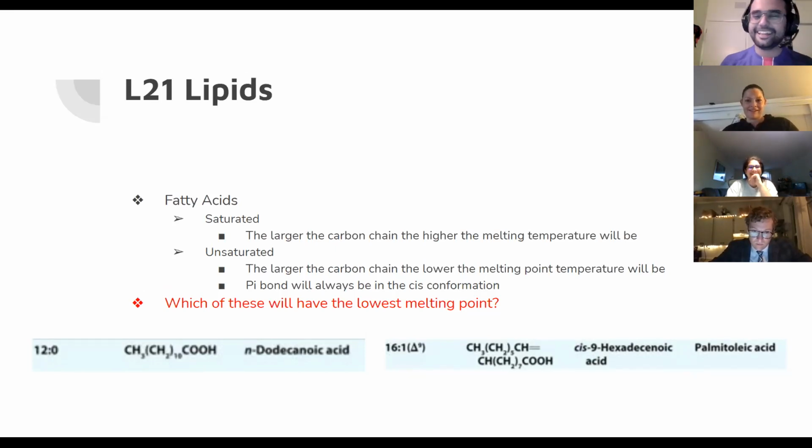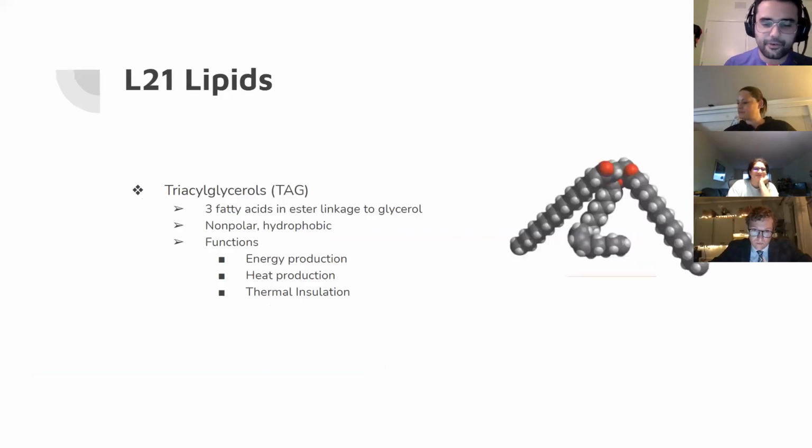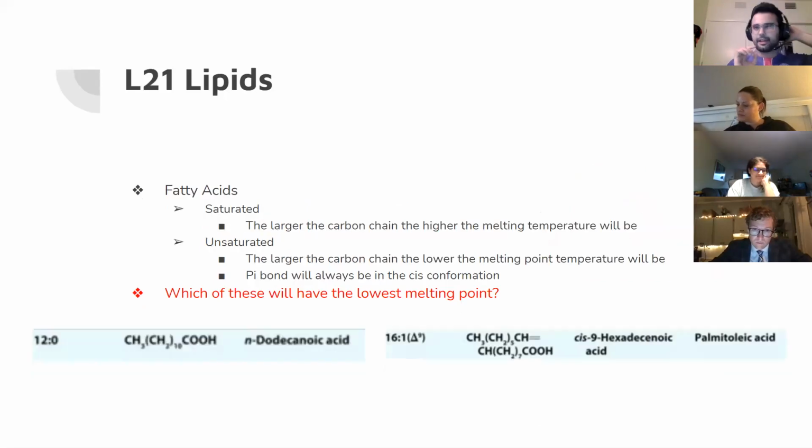Yes, so the one that has a double bond is going to have the lowest melting point because the double bond is there. Okay. I think I remember putting in a slide a little bit later, but the important thing is when you think of a double bond, think of a kink. Think of an error in the whole structure.